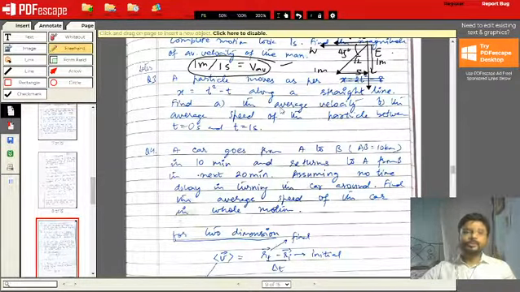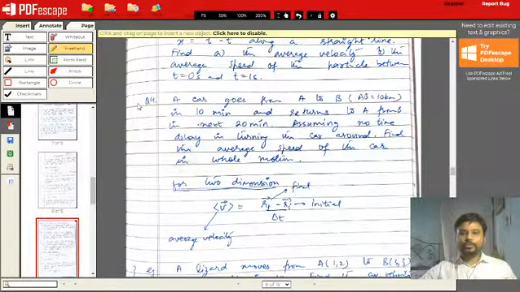Question 3 is to be skipped. We'll do it after completing instantaneous velocity. So let's jump to question number 4.